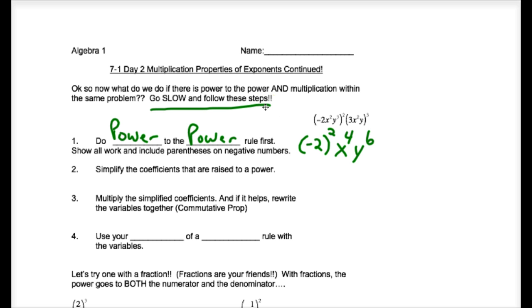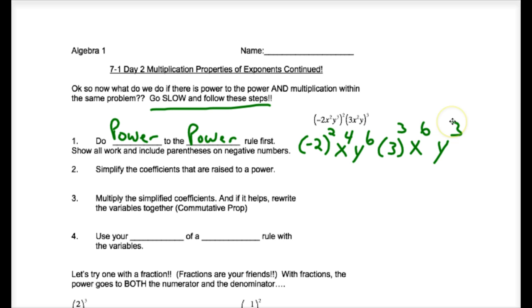Could you do negative 4? No. Because A, it's wrong. B, you're not showing enough work, and you'll see why not showing enough work, you get it wrong. Who could write the second one the correct way? Briggs, take a risk. 3 to the 3rd power. What do I got to put around it? Excellent. x to the 6th power, y to the 3rd power.